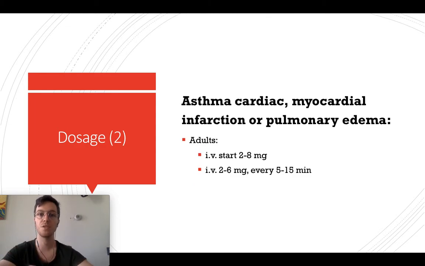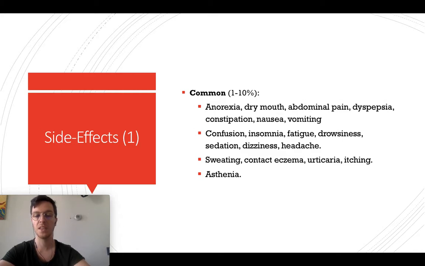Then, if you want to use morphine for asthma, cardiac, myocardial infarcts, or pulmonary edema, then the only correct dosage for adults is intravenously, so this is mostly in hospital settings, and then the correct dose to start would be 2 to 8 milligrams, and then 2 to 6 milligrams every 5 to 15 minutes, as long as it's necessary.